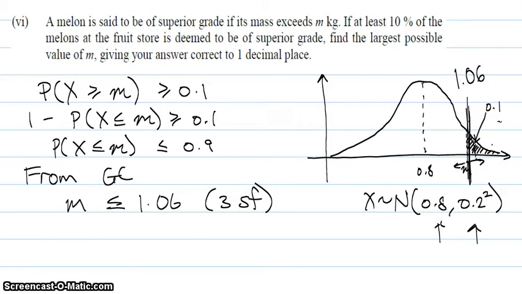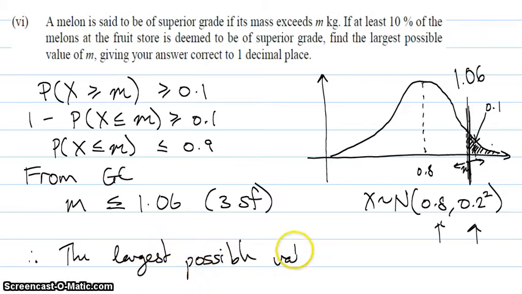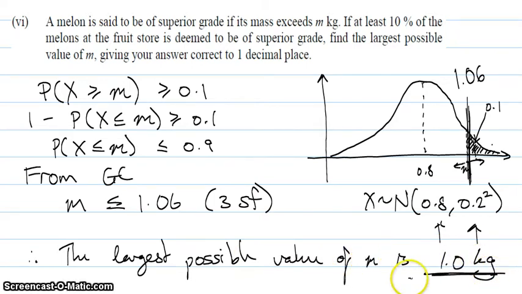So the largest possible value of m to 1 dp is 1.0 kg. Why 1.0? Because it can't be 1.1. It must be strictly less than 1.06. So the nearest one, the largest one, is 1.0 kg.